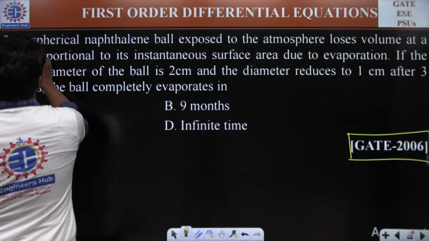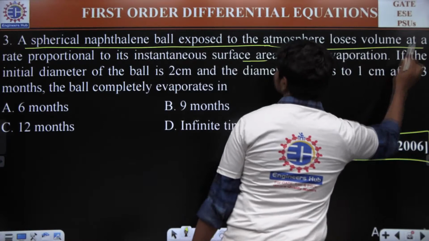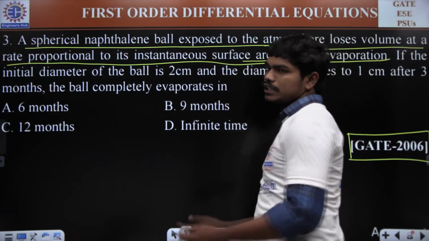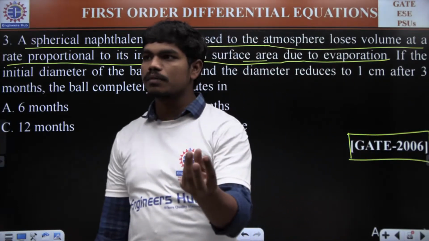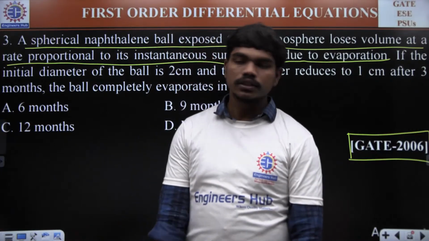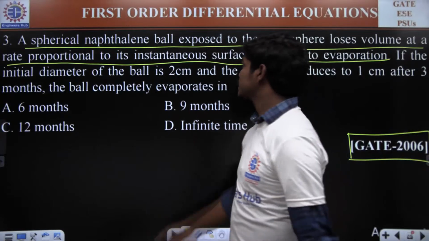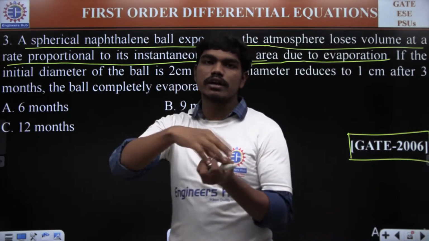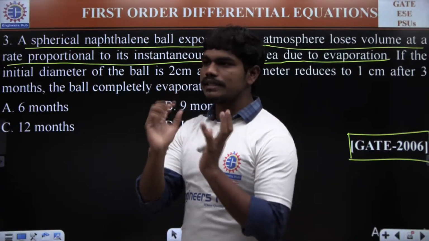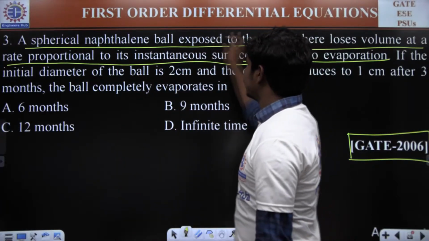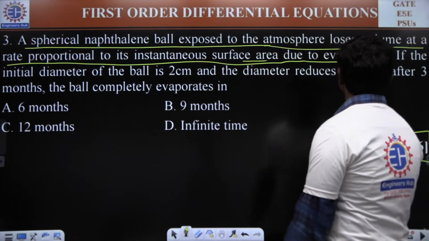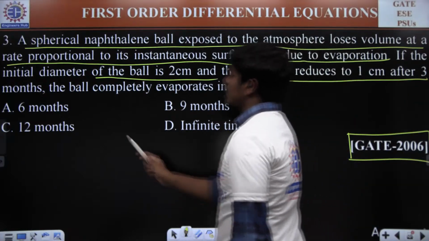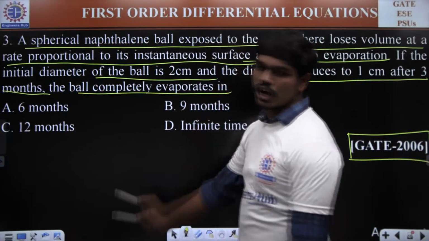Next. A spherical naphthalene ball exposed to the atmosphere loses volume at a rate proportional to its instantaneous surface area due to evaporation. It's quite common for us. If you take some naphthalene and put it in the atmosphere, what happens? It starts evaporating. Correct? So there is a certain rate at which this evaporation is taking place. Of course, since some mass is going out in the form of vapors, your volume gets reduced, and the decrease in volume at any instant is proportional to its instantaneous surface area. If the initial diameter of the ball is 2 centimeters and the diameter reduces to 1 centimeter after 3 months, then the ball completely evaporates in how many months?